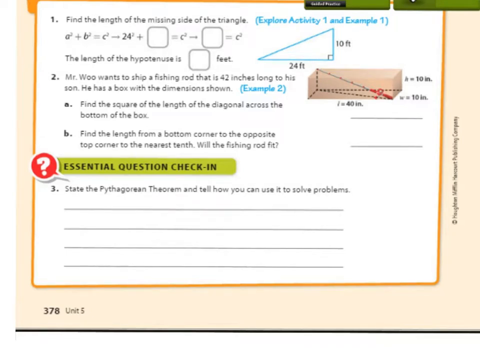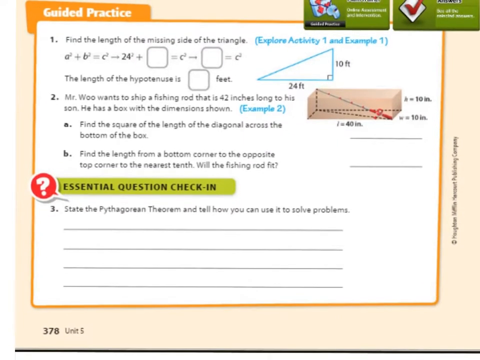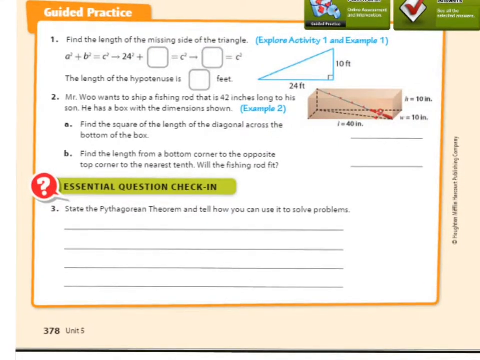All right, Math 8 students, here we are, lesson 12.1. This is our guided practice for our Pythagorean theorem. So we're going to take a look at these three questions a little bit closer in case you were absent or need some extra examples or need some extra assistance walking through these.